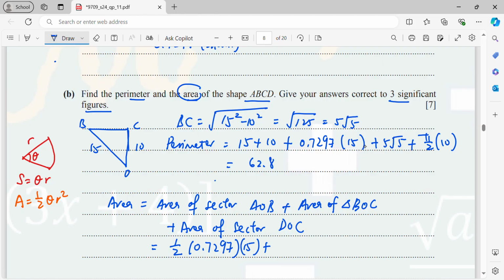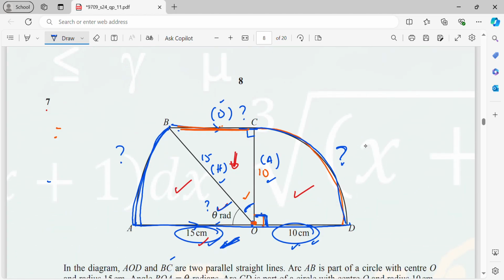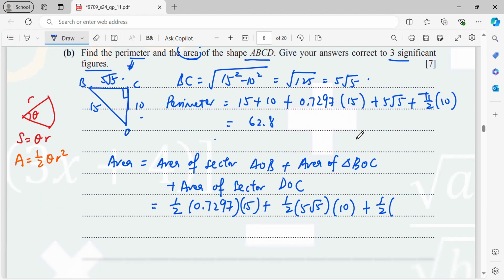Now, my area of triangle BOC can just refer back to this. Since here is 90 degrees, we have found the BC just now, 5 square root 5. That means this is going to be half base 5 square root 5 times height, which is 10. Then plus area of sector DOC, again half. The angle for this sector is 90 degrees. Okay, I will just write pi over 2, then the r is 10. So it will be pi over 2 times 10 squared.